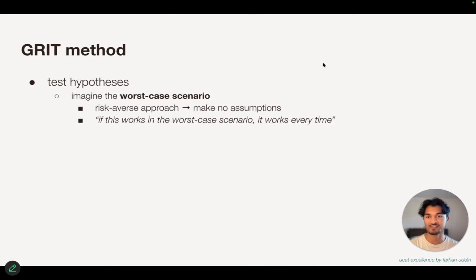And the other part of testing hypotheses is imagining the worst case scenario. The reason why this is good in decision making, because if you think about it, decision making is all about making safe decisions. So you want to take a risk averse approach, making no assumptions. It's basically saying, if this works in the worst case scenario, then it works every single time.